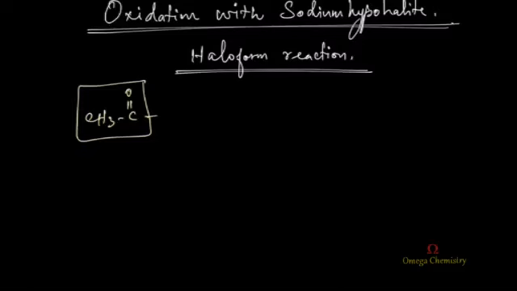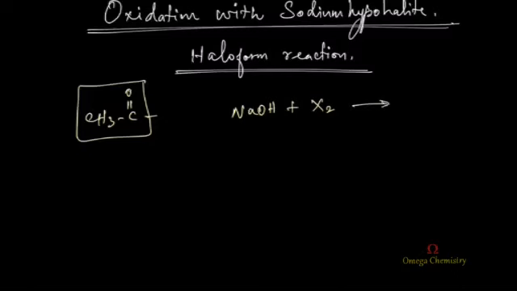Now, what is sodium hypohalite? Sodium hypohalite is a mild oxidizing agent that can be generated by the action of sodium hydroxide plus any halogen. Halogens here we will consider only chlorine, bromine or iodine. We won't take fluorine because fluorine is very reactive. It will react with almost everything, so we cannot follow up the reaction. So we will restrict ourselves to chlorine, bromine and iodine, right?